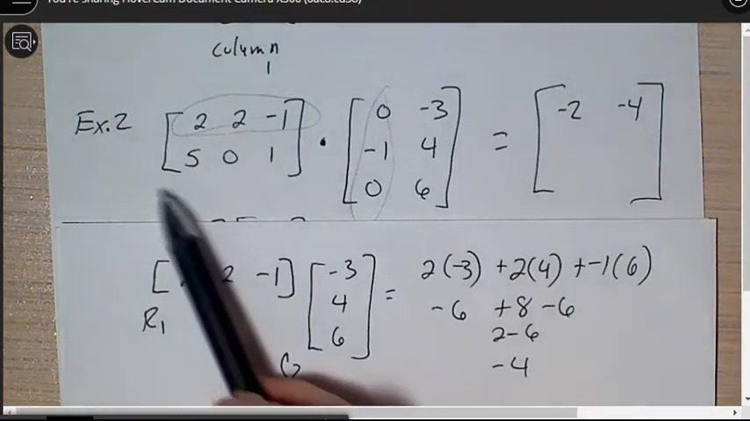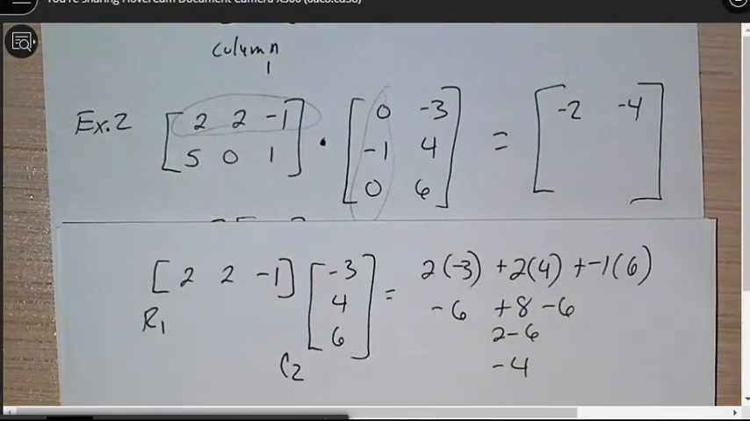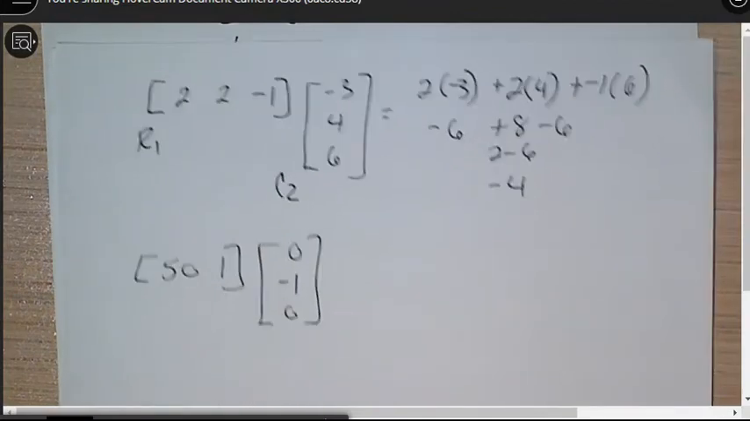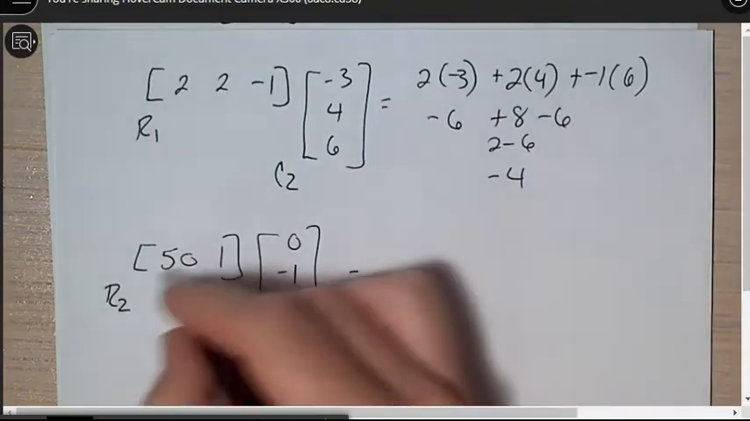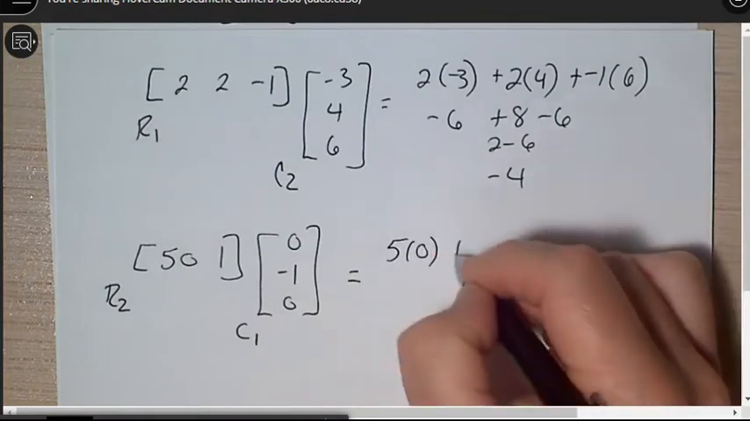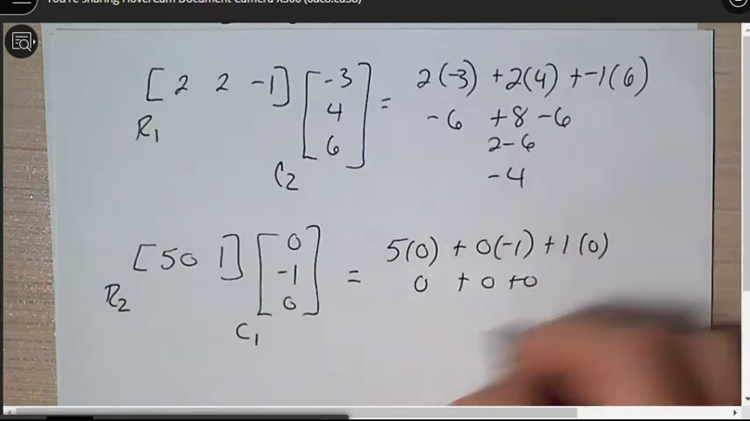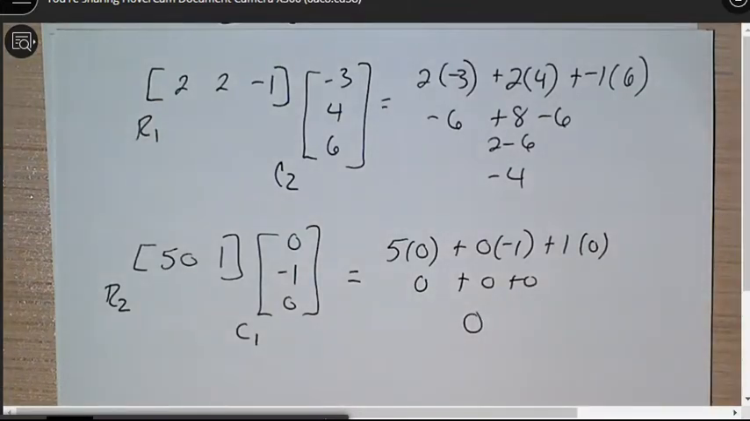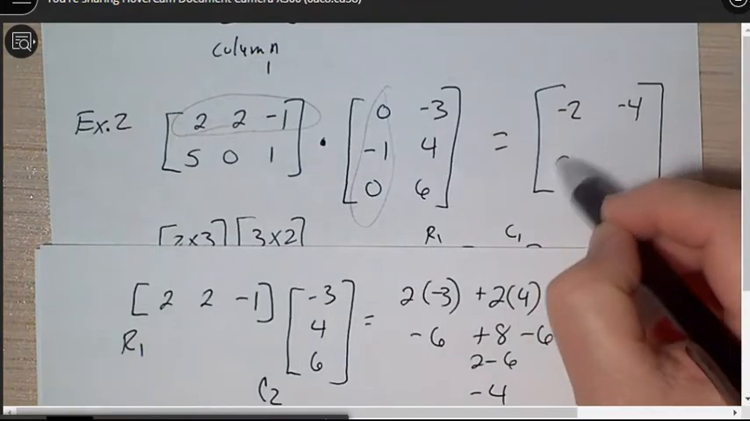All right, and then we'll do the same thing with the last row here. We have to take row 2 and multiply it by the first column and then the second column, and that'll get us the answers for the next set of numbers that we need there. So we've got 5, 0, 1. And we're going to multiply that by 0, -1, and 0. And this is row 2, column 1. So that is 5 times 0 plus 0 times -1 plus 1 times 0. Well, that's nice because everything comes out to be 0. So that number comes out to be 0. So again, that's row 2, column 1, so that puts a 0 right here.